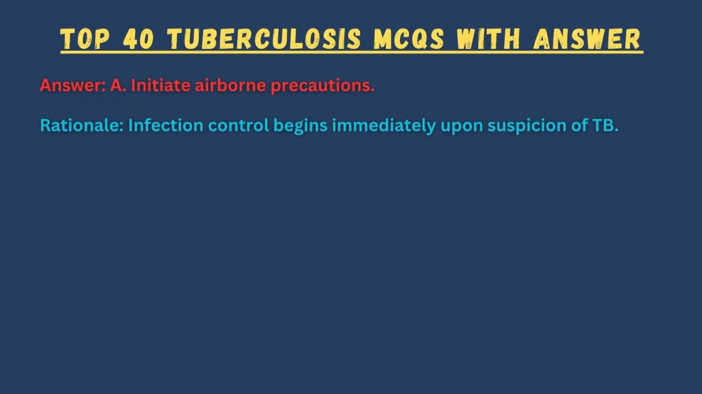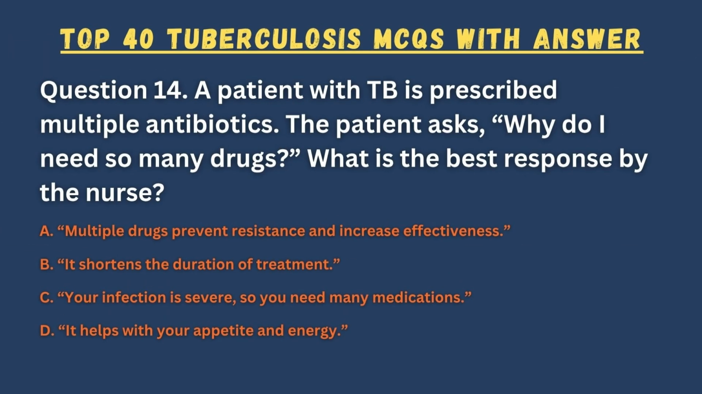Answer: A. Initiate airborne precautions. Rationale: infection control begins immediately upon suspicion of TB. Question 14. A patient with TB is prescribed multiple antibiotics. The patient asks, "Why do I need so many drugs?" What is the best response by the nurse?